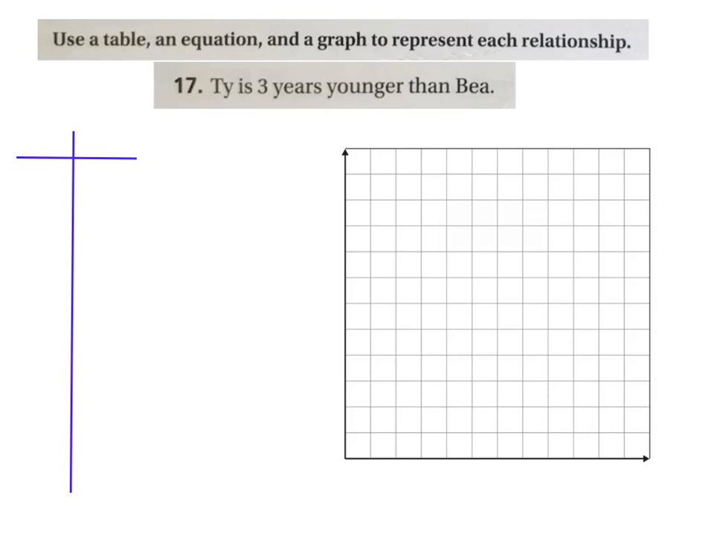All right, we've got two problems here, and they're on different slides, so you're only seeing number 17 right now. It says use a table, an equation, and a graph to represent each relationship. So Ty is 3 years younger than Bea, okay?